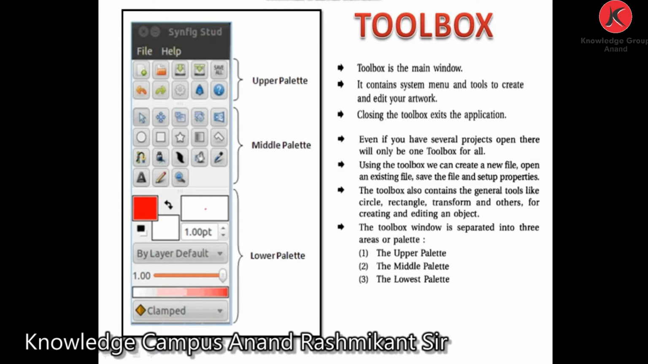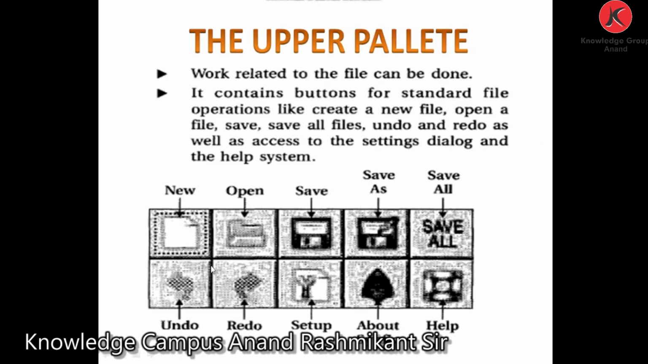The toolbox window is separated into three areas or palettes. You can see here the Synfig Studio toolbox is separated into three palettes: upper palette, middle palette, and lower palette. First, the upper palette. Work related to the file can be done here. It contains buttons for standard file operations like creating a new file, opening a file, saving all files, undo and redo, as well as access to the settings dialog and the help system.